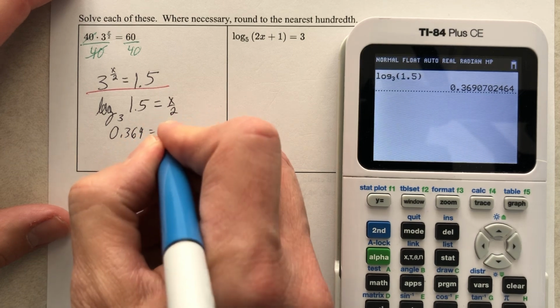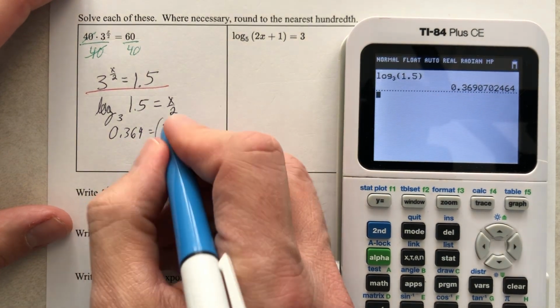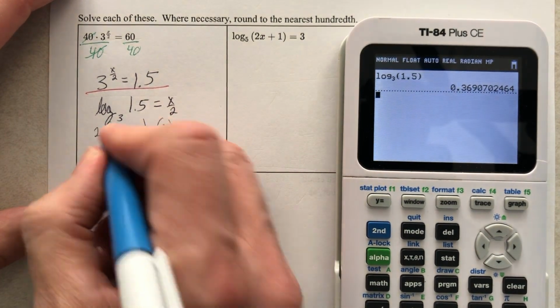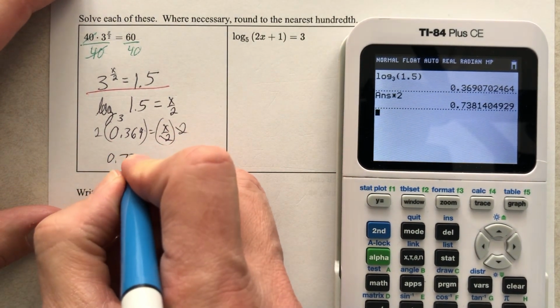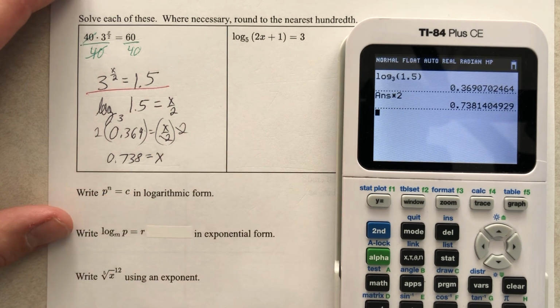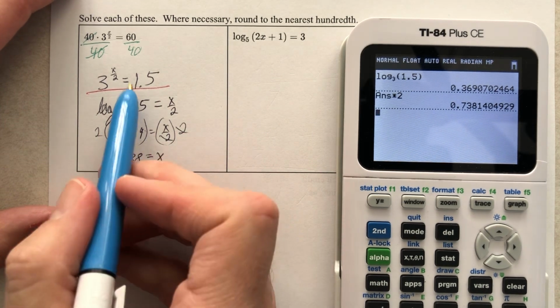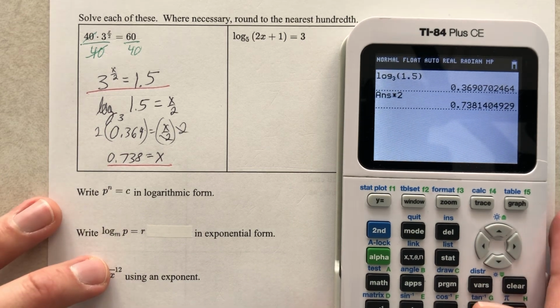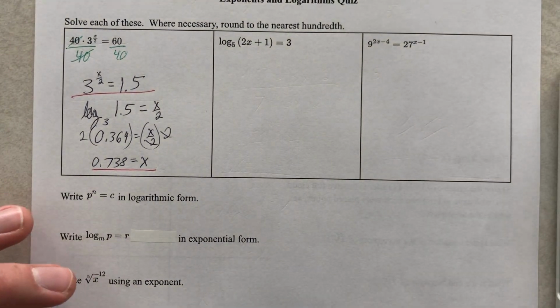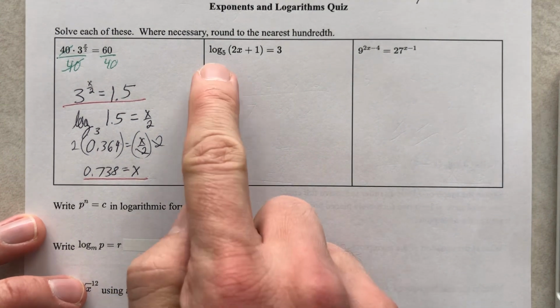0.369, x over 2. I'm solving for x. Let's multiply by 2. That will undo that division. So multiply by 2. And I have 0.738. That is equal to x. We have just earned 4.5 points. 4.5 points again. We're 9 points in. We're on our way. Okay, the next problem is logarithmic.